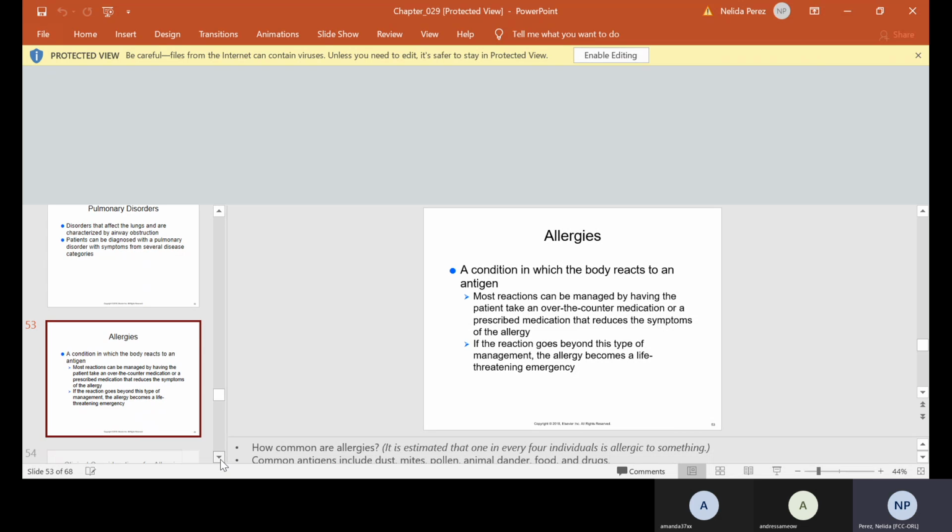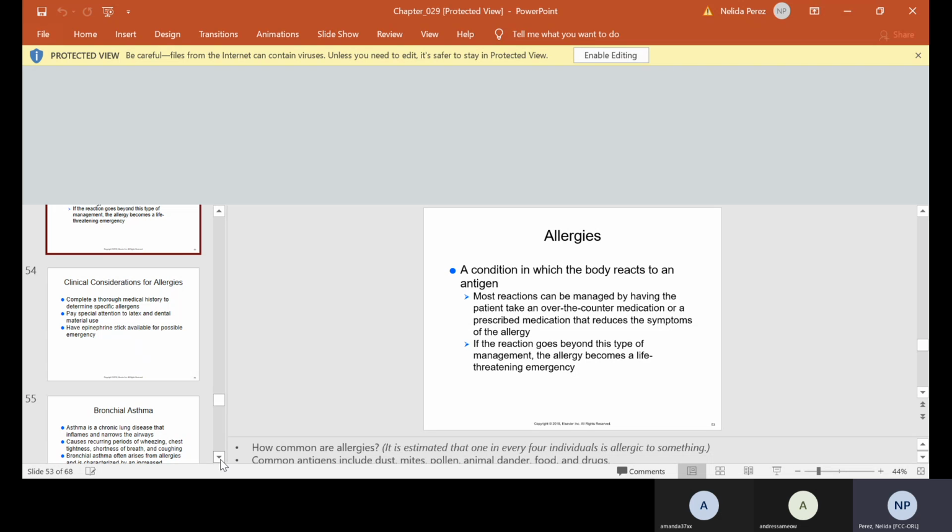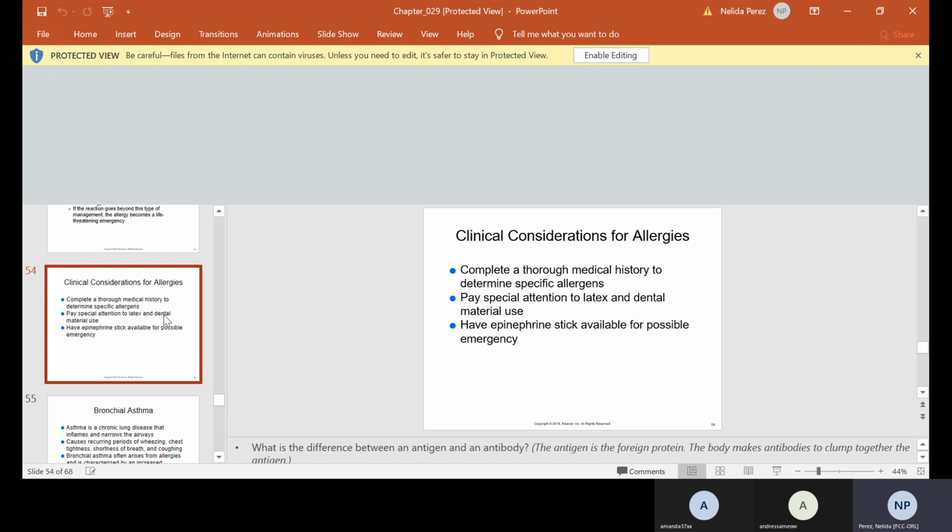Allergies, a condition in which the body reacts to an antigen. Most reactions can be managed by having the patient take an over-the-counter medication or a prescribed medication that reduces the symptoms of the allergy. If the reaction goes beyond this type of management, the allergy becomes a life-threatening emergency. And clinical considerations, complete a thorough medical history to determine specific allergens. Pay special attention to the latex and dental material use.